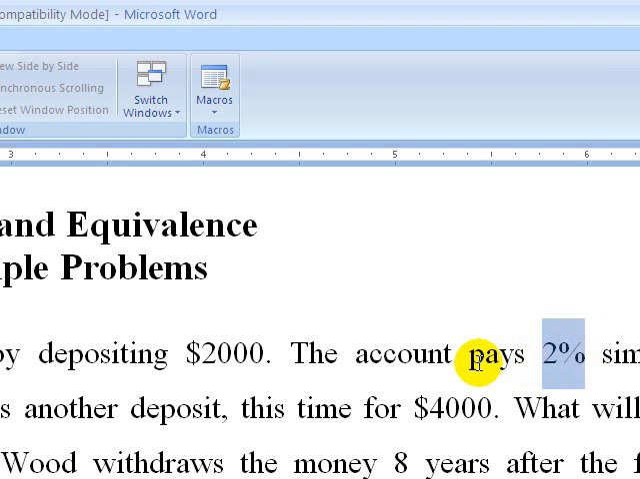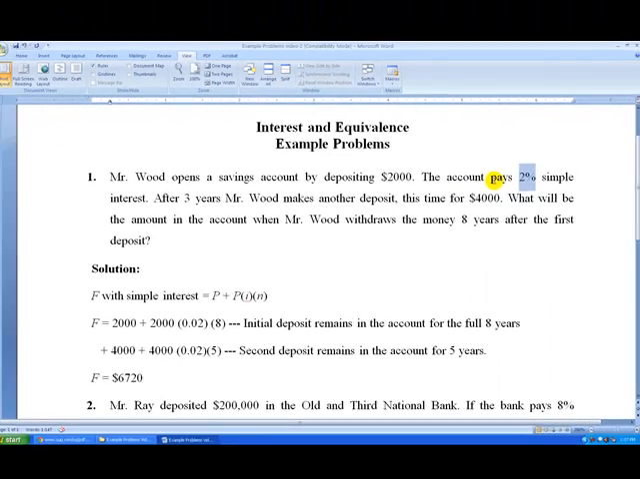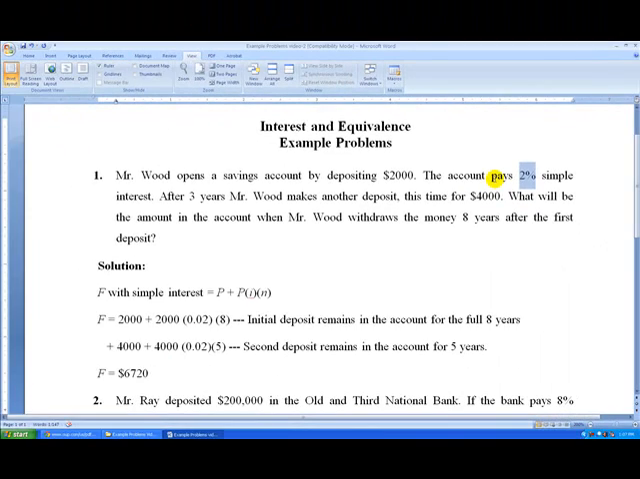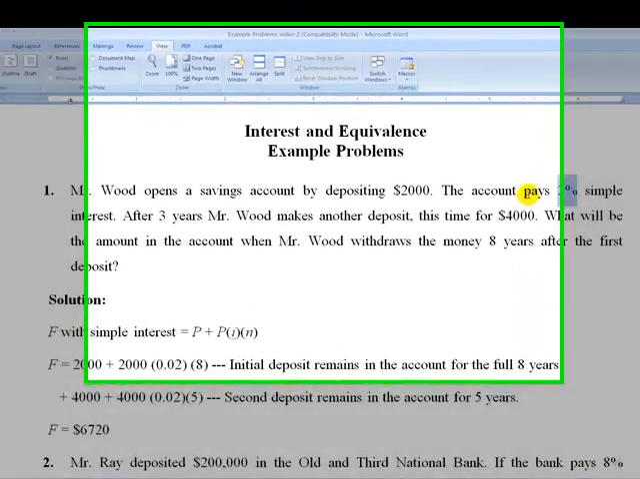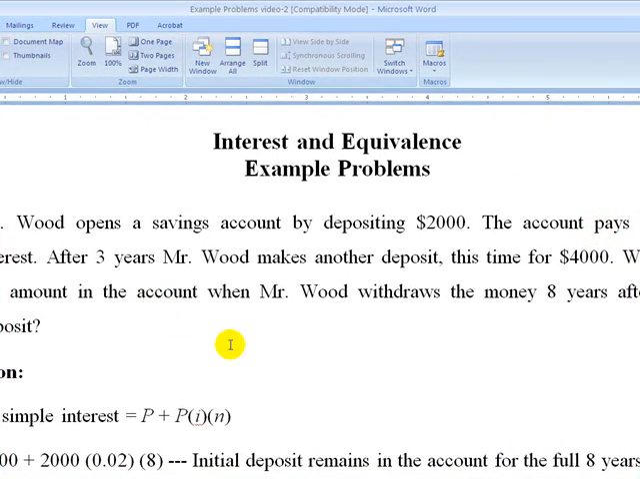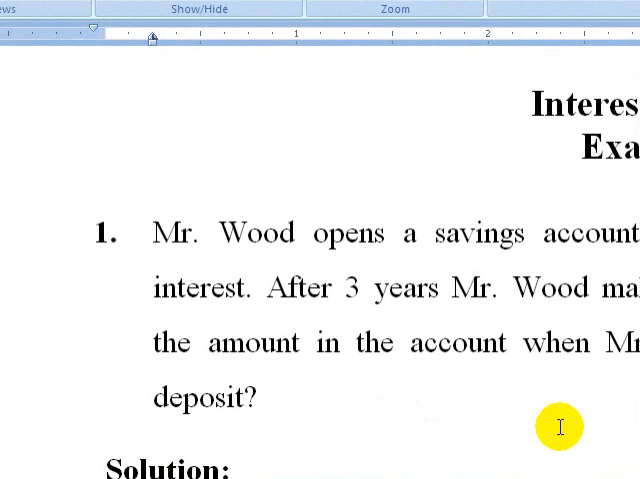In case of simple interest, he will get interest only on his initial deposit, that is $2,000. So that's a big difference. Compound interest is better because that increases the value of your initial deposit based on which the interest is calculated, right?